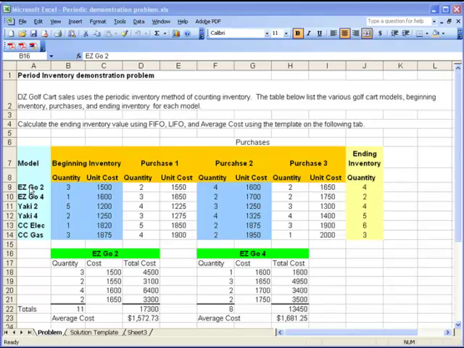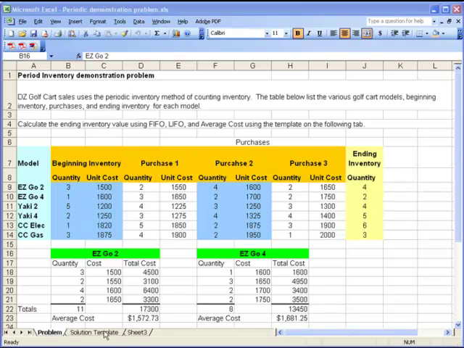We have 6 different models of golf carts: the E-Z-GO 2, the E-Z-GO 4, the Yaki 2, the Yaki 4, the CC Electric, and the CC Gas. Our beginning inventory of each of these is shown here. The per unit cost for those is shown here. Then we see a series of 3 purchases over time and the amounts that we purchased for each of those. And then finally, an ending inventory quantity. This information down below will be used in the average cost method. It's something I've set up ahead of time to demonstrate that.